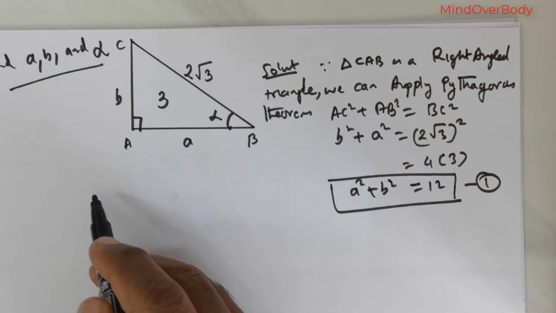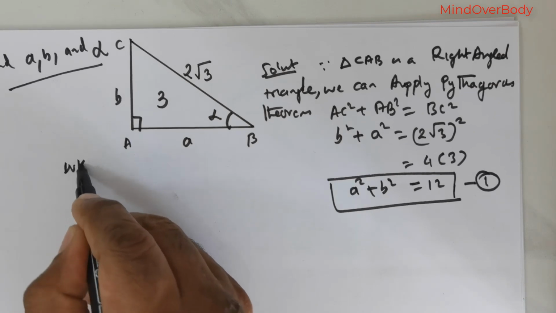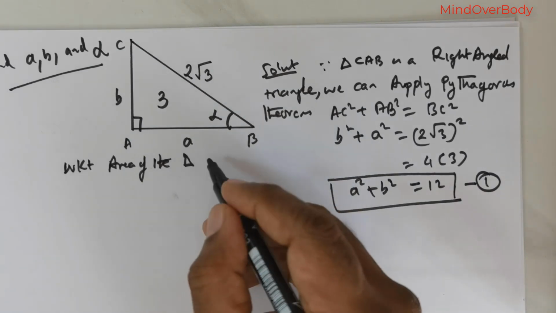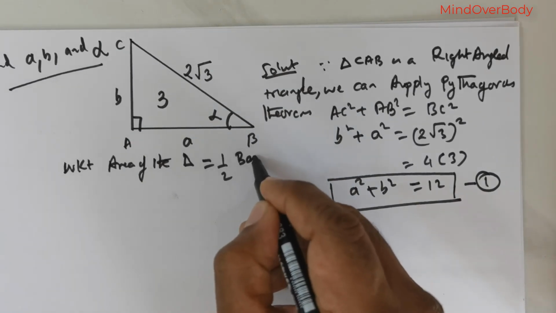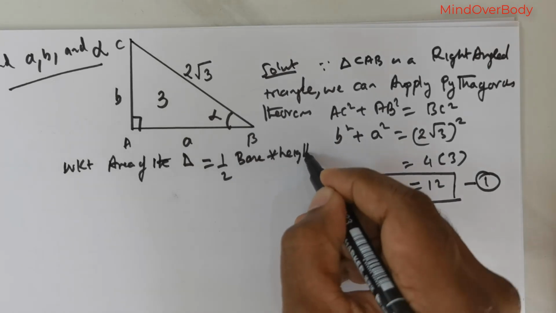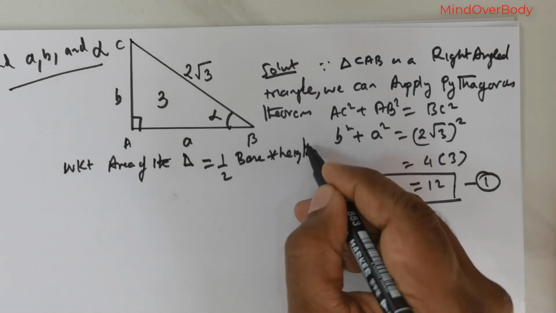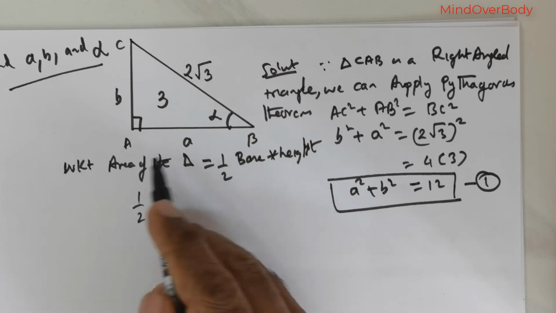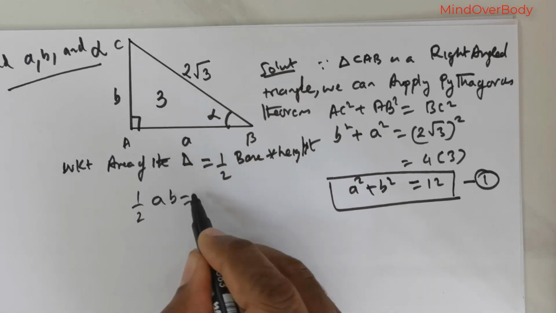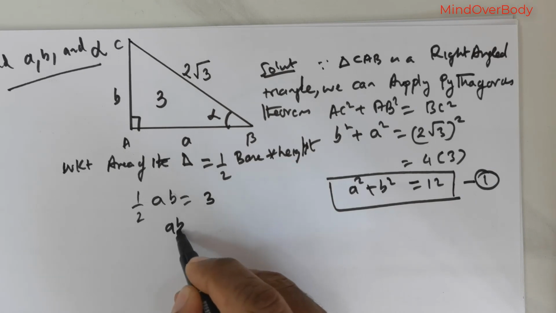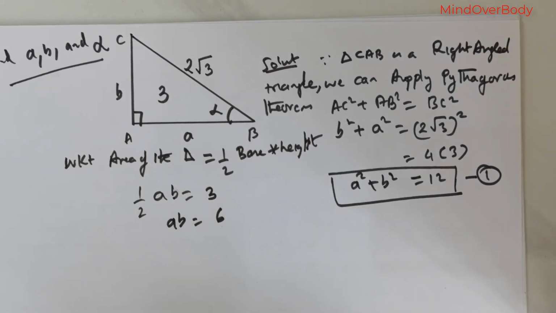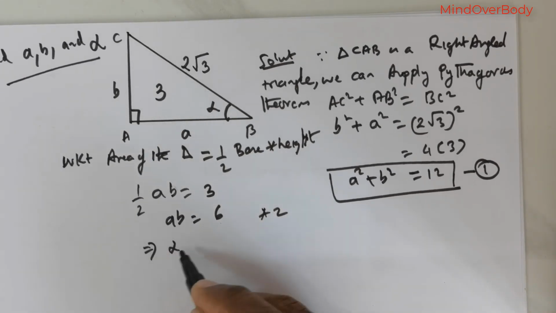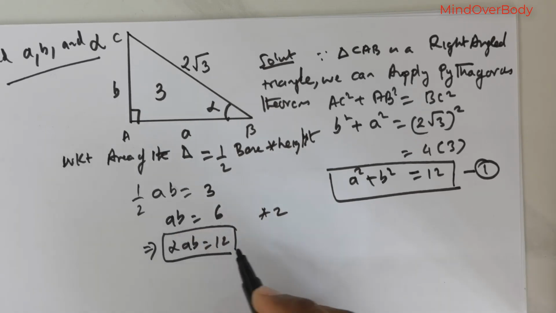Now since this is a right triangle, we know the area of the triangle to be half times base into height. So half into base A units, height is B units, area is given to be 3. So AB is equal to 6 units we have got. Now if I multiply by 2 both sides, I will get 2 times AB is equal to 12 units. Now why do I do that?